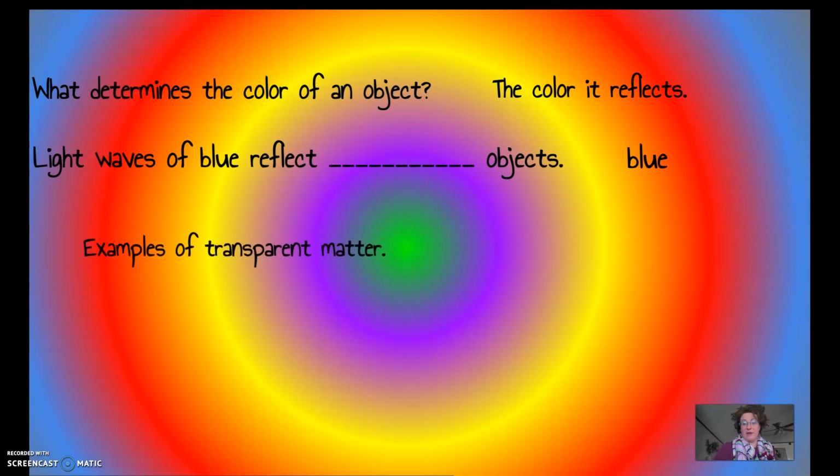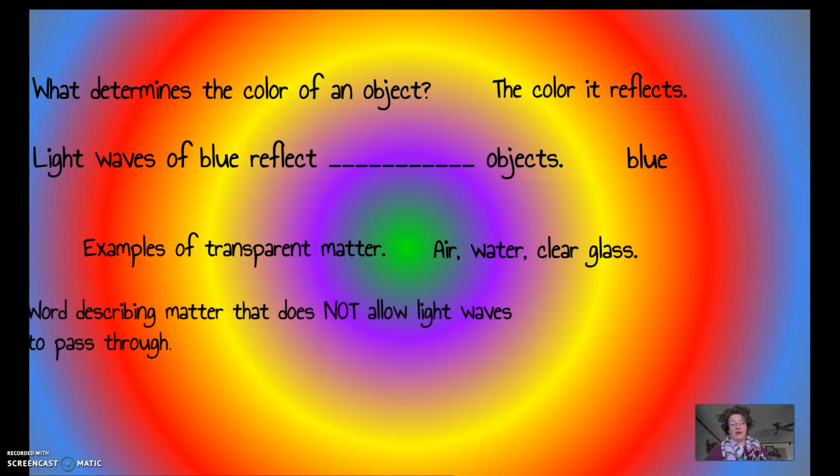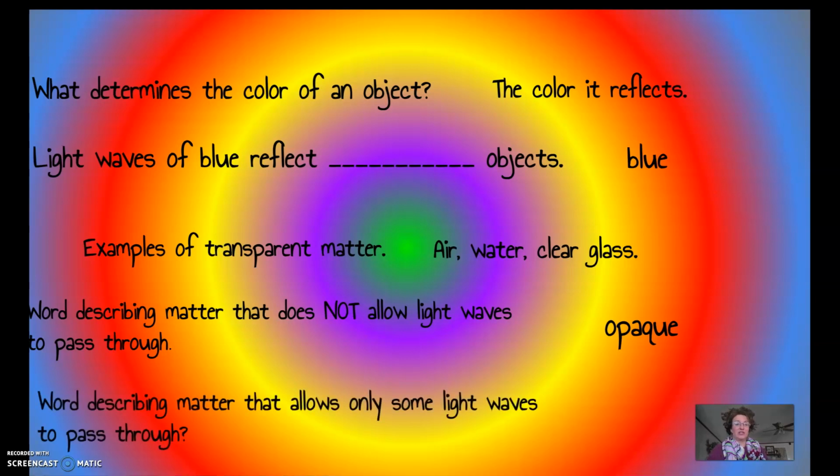Examples of transparent matter that we have learned about: air, water, clear glass. And a word describing matter that does not allow light waves to pass through would be opaque. And a word describing matter that allows only some light to pass through: translucent.